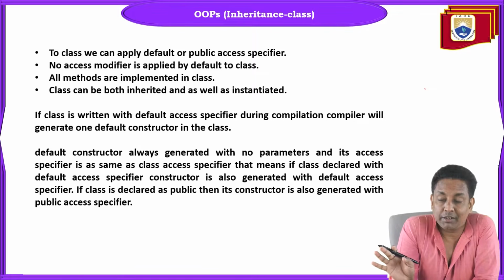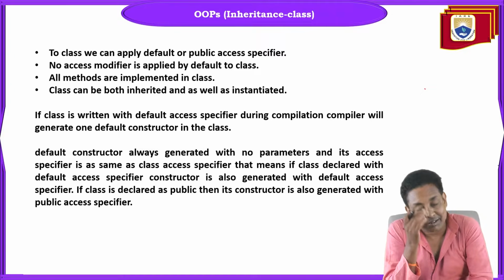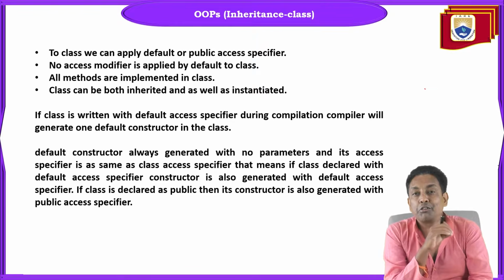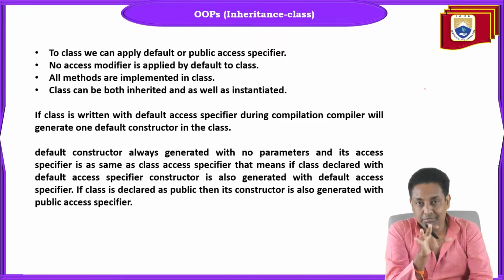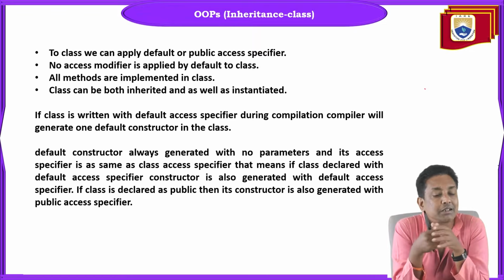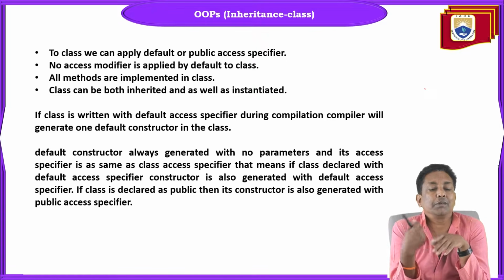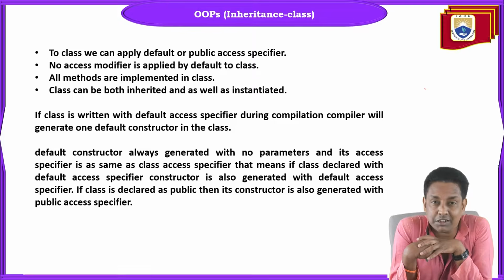In a class, you will find all methods are implemented methods. You don't find any abstract methods in the class. Finding methods may exist in the class, but abstract methods don't exist. If one exists, the class will be declared as abstract. A class can be both inherited and instantiated.